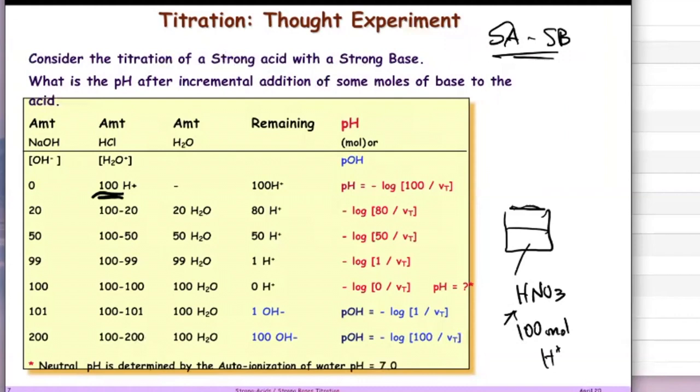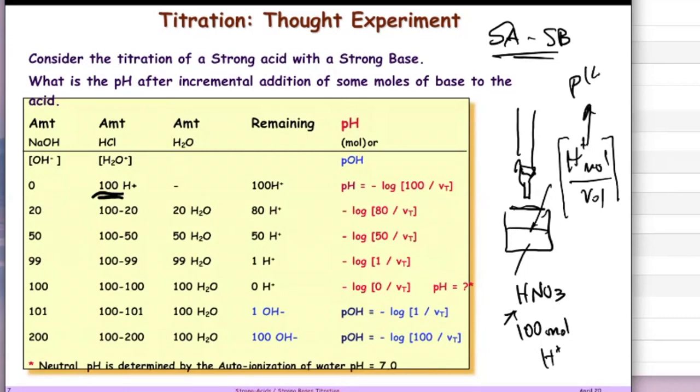Initially, before we add any base, before we even do the titration, we want to know the pH of that solution. Well, the pH of that solution is just the amount of hydrogen ion moles in the volume. And if we have the concentration, we can calculate the pH. And so that's what you see right here. The pH is equal to the negative log of the moles of the acid divided by the total volume, and that's just the volume of the analyte that you start with. So before you add any base, you have a pH for that solution.